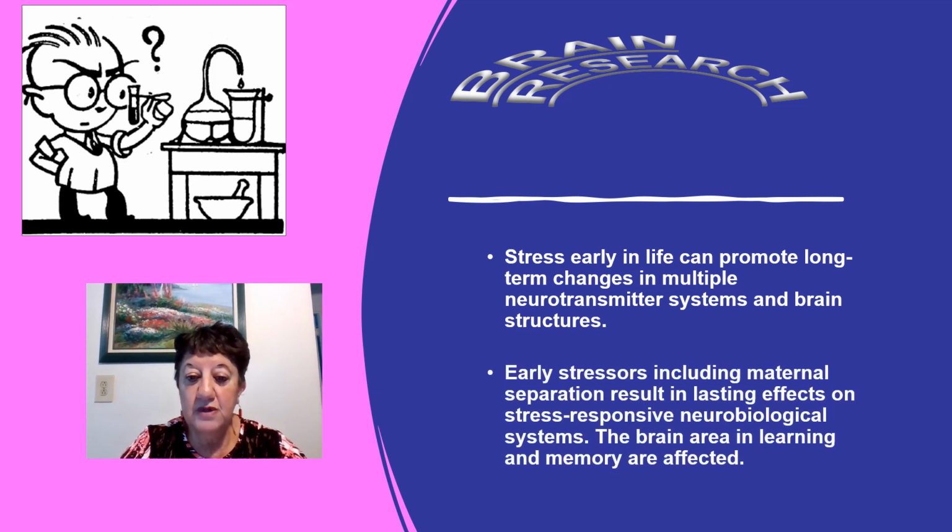And early stressors, including maternal separation, if children have to go into foster care, either permanently or on a short-term basis, result in lasting effects on stress-responsive neurobiological systems, and the brain areas for learning and memory are affected. So stress response, maybe a simple way to put it is the child could have a short fuse. They get easily frustrated, so they're yelling or lashing out or hitting. If you were dealing with such a person in adult life, they would need to learn some techniques about how to deal with stress.